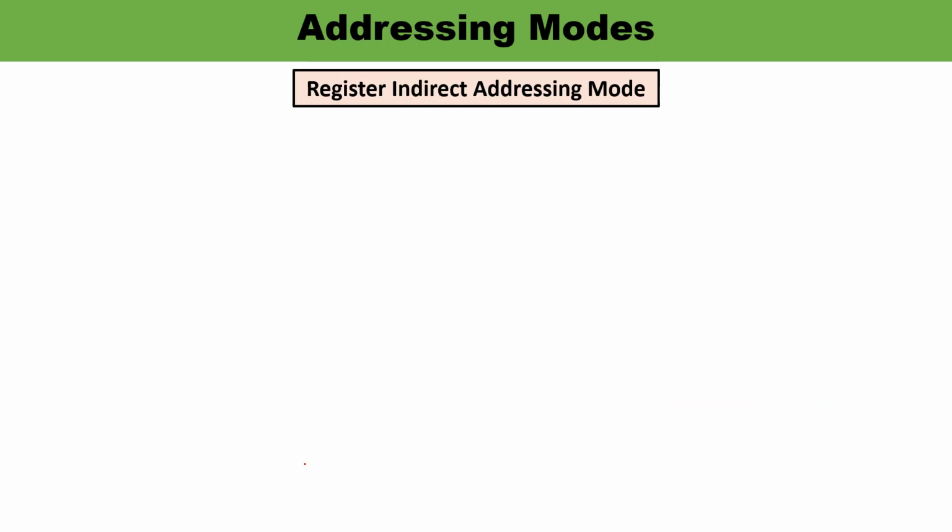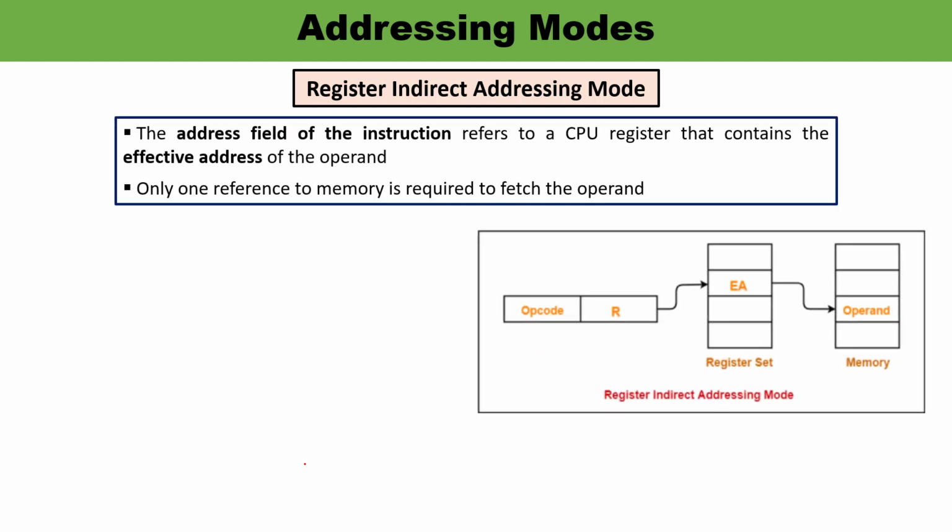Next is register indirect addressing mode. Here the address field of the instruction refers to a CPU register which contains the effective address of the operand. So how do we compute the effective address of the operand? This is actually the required one, and only one memory reference is required to fetch the operand.